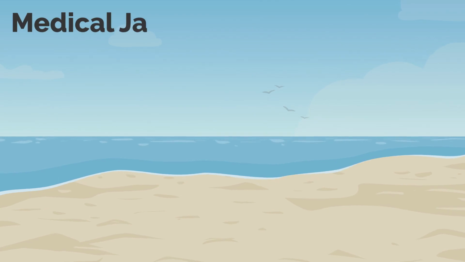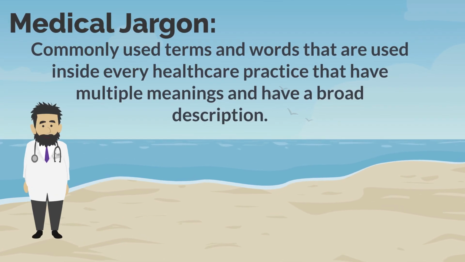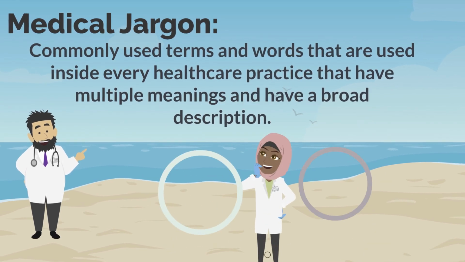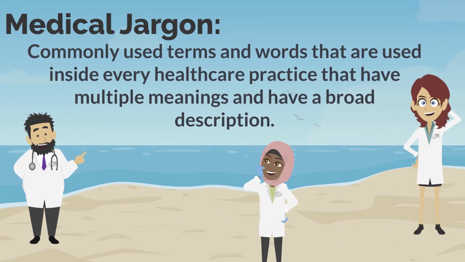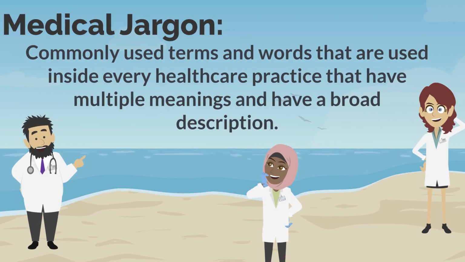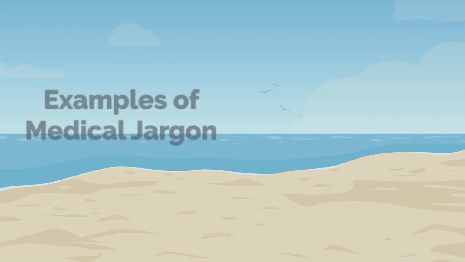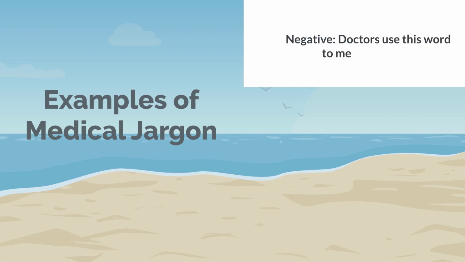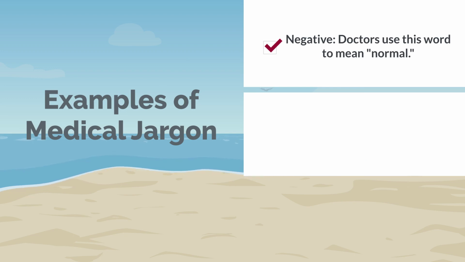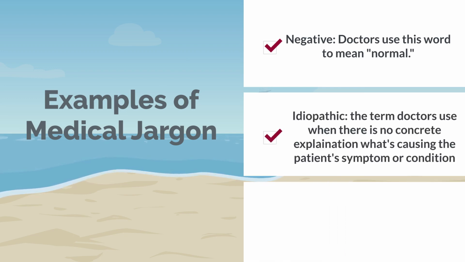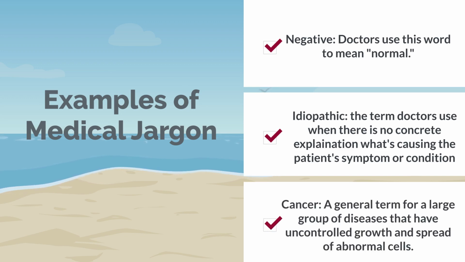Medical jargon is commonly used terms and words that are used inside every practice. They have multiple meanings and a broad description, and they differ from office to office. Medical jargon are commonly used words with broad meanings. For example, negative. Doctors use this word to mean normal. Idiopathic is a term doctors use where there is no concrete explanation of what's causing the patient's symptom or condition. Another example is the word cancer, which refers to a general term of a large group of diseases that have uncontrolled growth and the spread of abnormal cells.